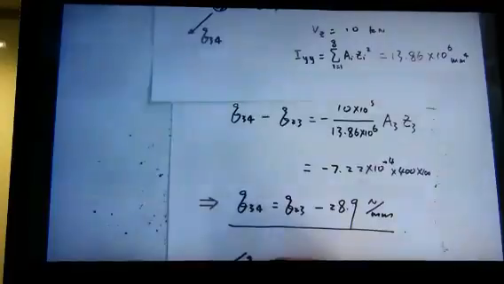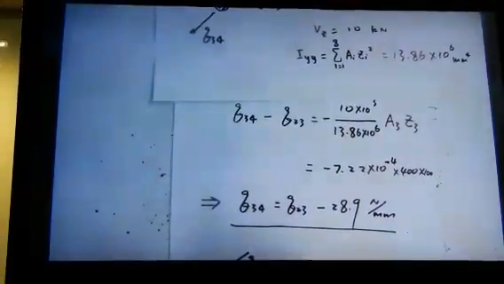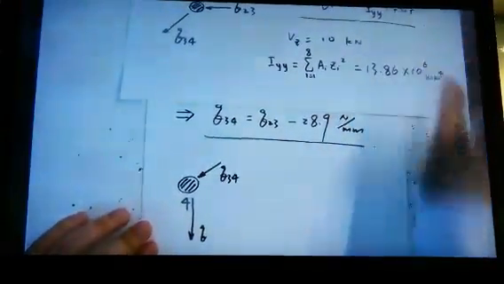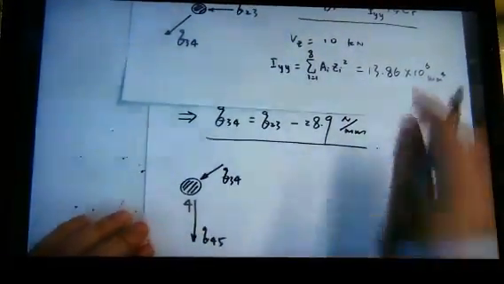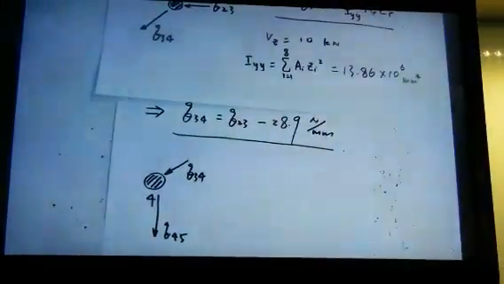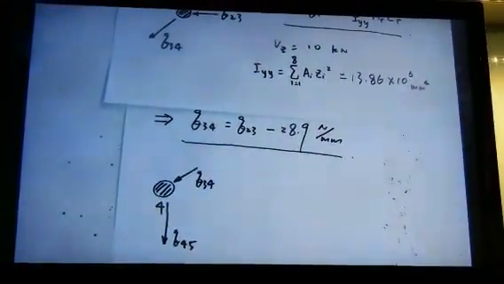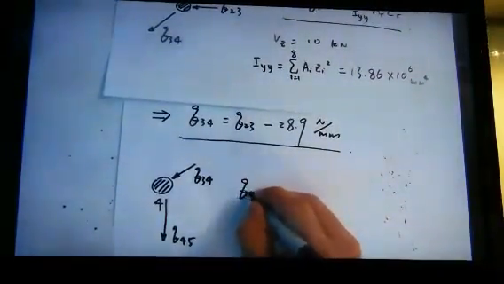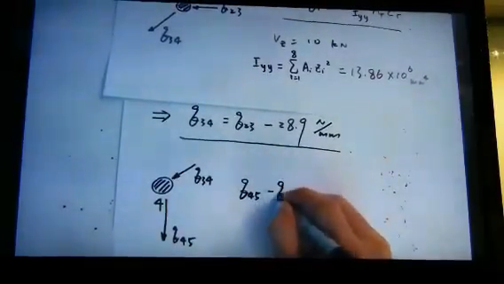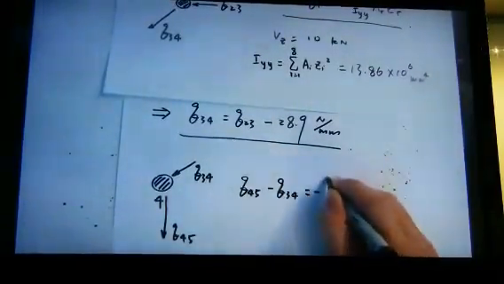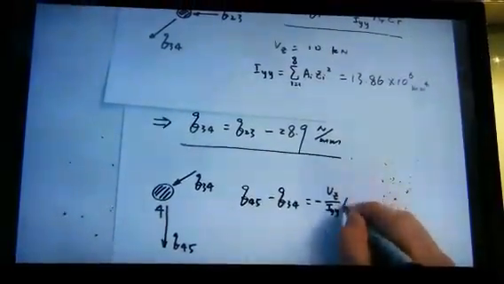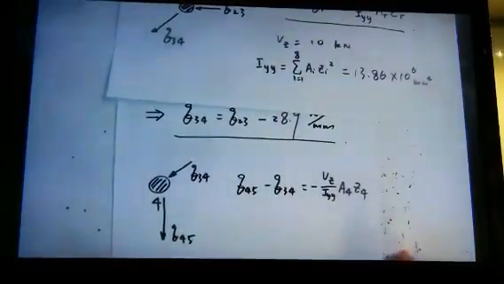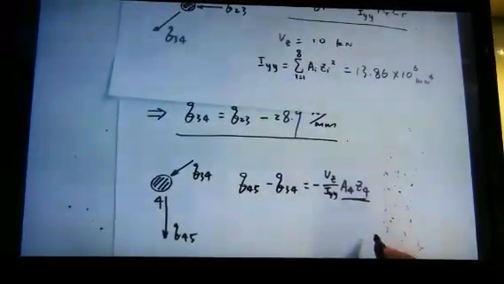So this is Q23, and then we come to boom area 4. You will have Q34 and Q45. Some flowing inwards, some flowing outwards. Same equation: Q45 minus Q34 equals VZ over IYY times A4 Z4. Because you are dealing with boom area 4, that is why you use A4 Z4.